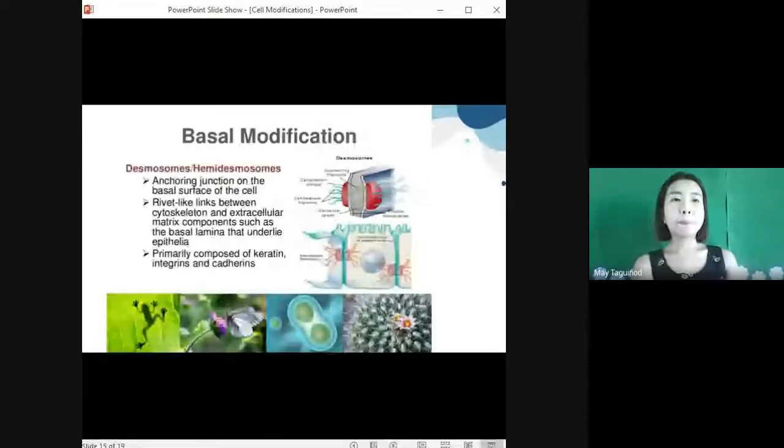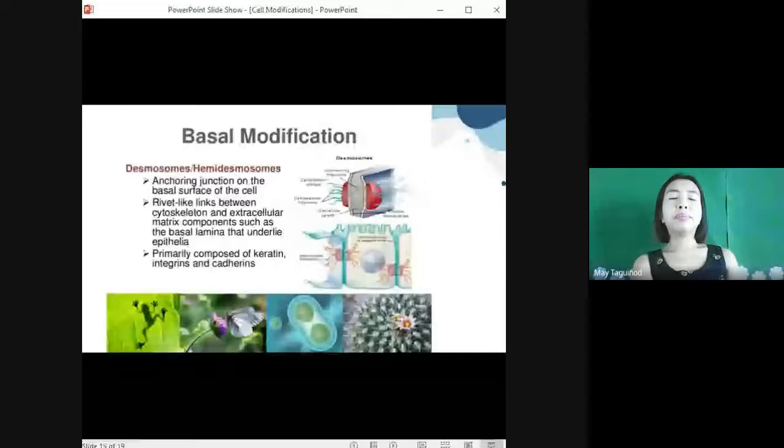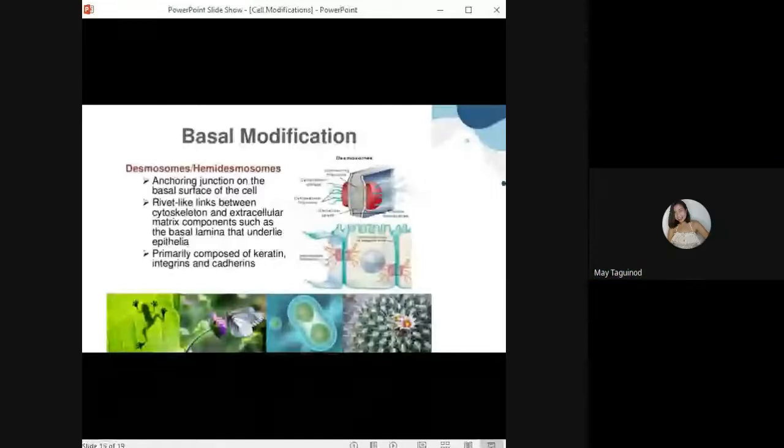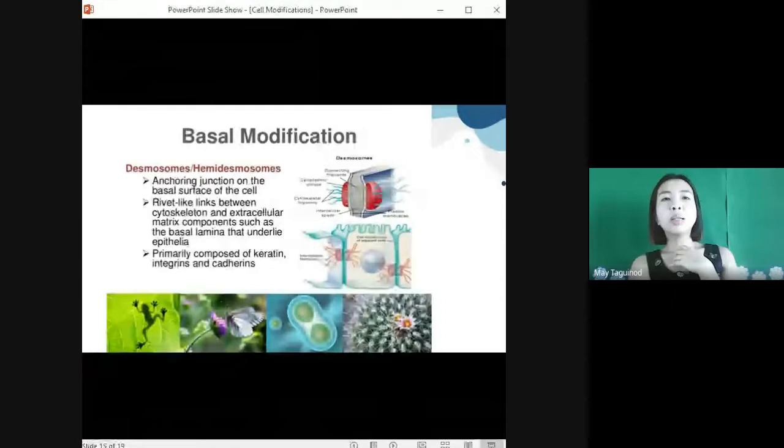Okay, so the key difference between desmosomes and hemidesmosomes is that desmosomes directly form cell-to-cell adhesions, while hemidesmosomes form adhesions between the cell and the basement membrane.